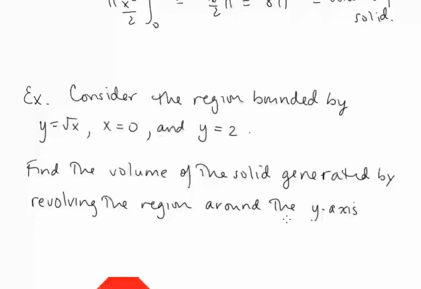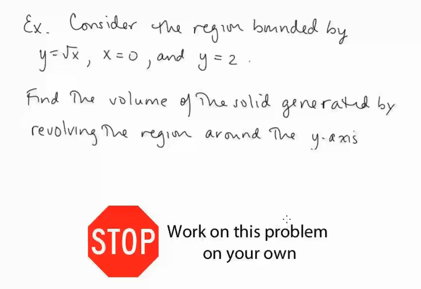Now I want you to take a look at the region bounded by y equals radical x, x equals 0, and y equals 2. I want you to find the volume of the solid generated by revolving the region around the y-axis. Now we're going to be revolving around the y-axis, so the cut that you make, the slice that you make, is going to be perpendicular to that, and it's going to be an integral on y. So take a couple minutes, sketch the graph, see if you can sketch the solid of revolution, find your radius, and integrate. Please pause the video and work on that.